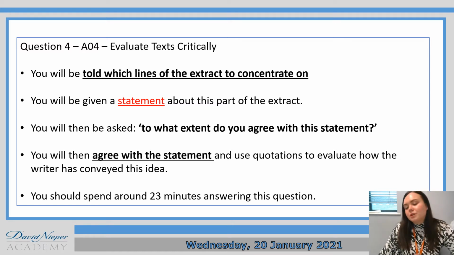On average, you need around about 50% on each paper to get a grade 4. So that means you need to get at least 10 out of 20 on this question to be able to hit that grade 4 criteria overall. So it's a really, really important question, and actually it's a really easy question to get lots of marks on, okay?